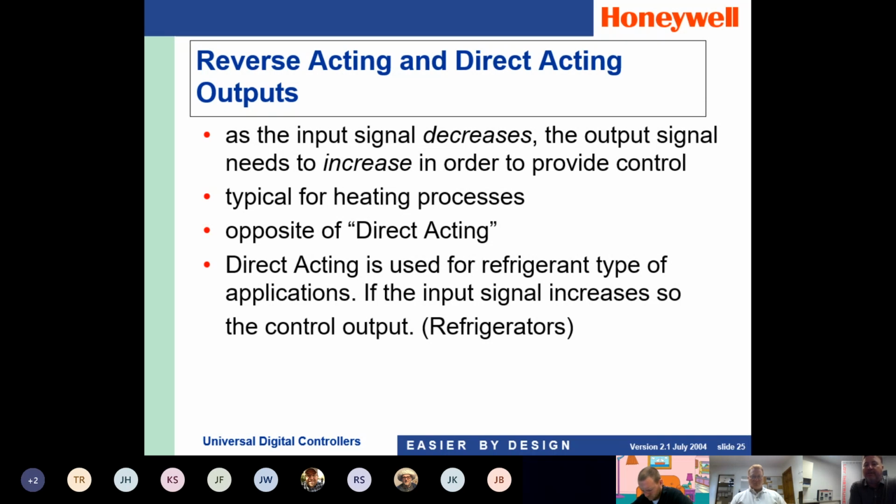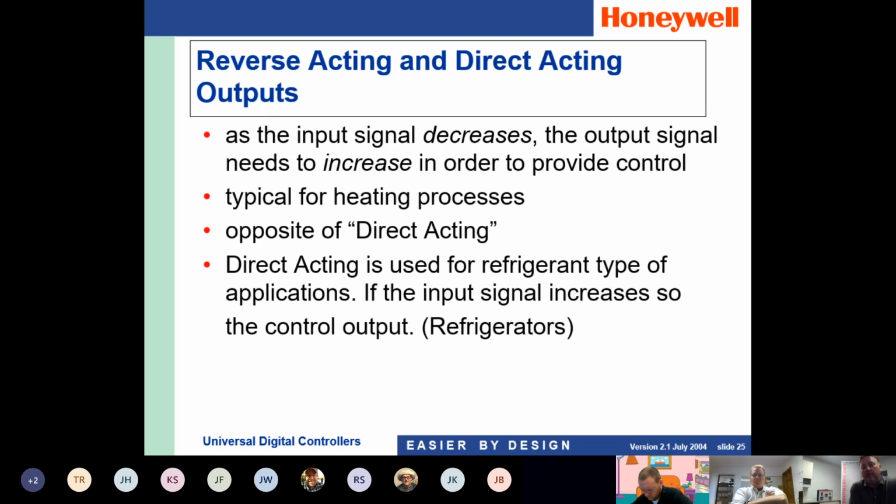If the input signal increases, so does the control output, trying to get more refrigerant to the process in order to cool down the process. So for example, you go to your refrigerator, you open the door, what happens? The temperature inside the refrigerator starts increasing. Well, in order to get that cool again, what does it do? It turns on the compressor, starts feeding the refrigerant to get that temperature back down, and that would be known as a direct acting system.